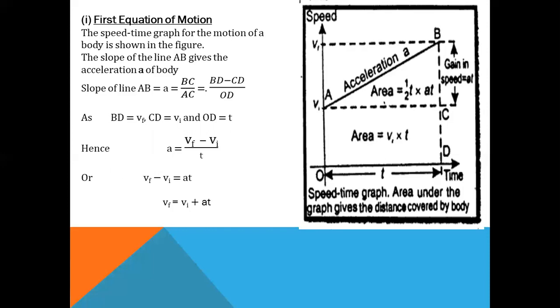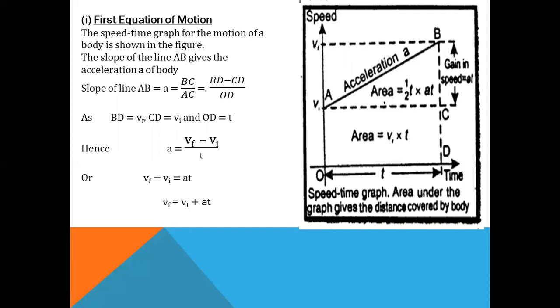From O to A, the speed is constant. From A to B, the speed is changing uniformly, increasing uniformly. And at B, speed becomes final or Vf. The slope of the line AB gives the acceleration a of the body. Let's calculate slope of the graph.